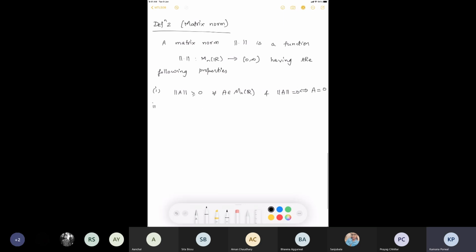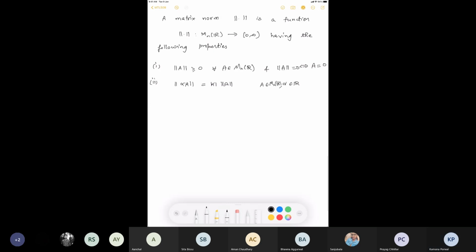Okay, the second property is that if we take any alpha as a real number and any A in Mn(R), then the norm of alpha times A is going to be mod alpha times the norm of A. And third is the triangle inequality. That is, the norm of A plus B has to be less than or equal to the norm of A plus the norm of B.